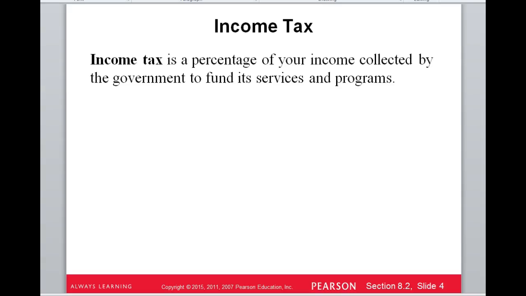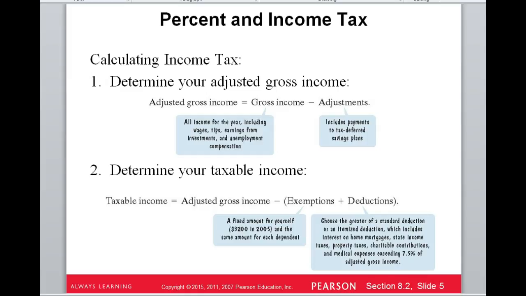Alright, income tax. That's a percentage of your income collected by the government to fund its services and its programs. Typically it's a pretty big chunk of money depending on where you live. It varies state to state, even county to county at some places. Percent and income tax. How does percent come into this?